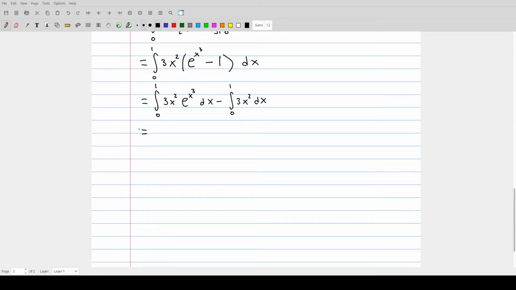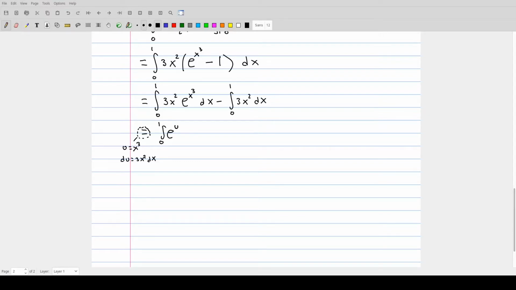This integral right here we can get through the use of a u substitution. I do u equals x cubed. And if we do that, then du is going to be 3x squared dx, which is exactly what we have here in the integral. So this becomes then just the integral from, when x is 0, u is 0, so the lower bound in u is 0. And when x is 1, u is 1 cubed, so the upper bound is also 1.